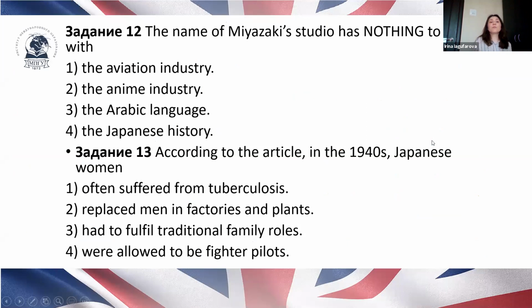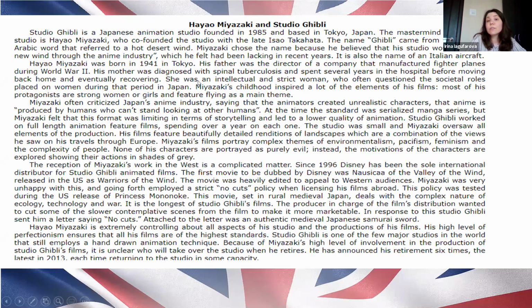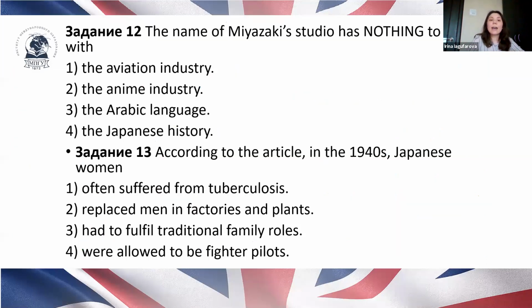The next one: had to fulfill traditional family roles. We are going back to this sentence: she was an intellectual and strict woman who often questioned the societal roles placed on women during that period in Japan. So societal roles here mean the role of women as a woman, as a mother, as a worker, and here we have "had to fulfill traditional family roles."